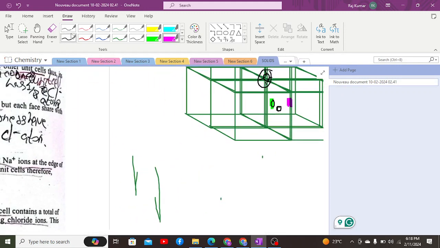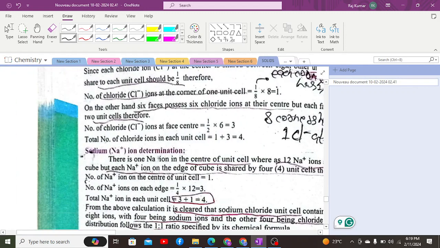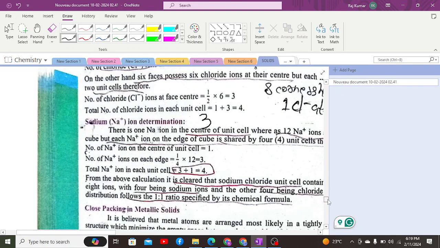So in the calculation, each face will have 1 upon 2 of the chloride atom, and there are 6 faces in the cube, so 6 multiplied by 1 upon 2 gives the number of chloride atoms as 3. So we have concluded that there would be 3 plus 1, 4 chloride ions present within the structure.